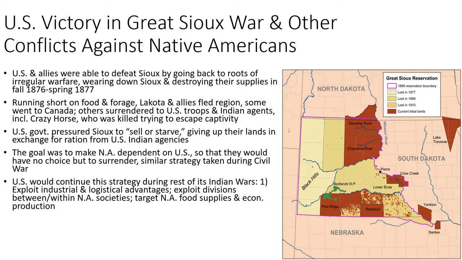And this strategy of irregular warfare targeting Native American food supplies, while it was used during the Great Sioux War, and even during the Civil War against the Confederates, had been used for over a century before this, going back to colonial times, as we've seen in this course, during wars like Sullivan's March in the American Revolution and the Pequot War, even in the 1630s. Irregular warfare is not a new thing by any means. And the U.S. would use versions of this strategy for the rest of its Indian wars: exploit its industrial and logistical advantages, exploit divisions within Native American societies, and then target Native American food supplies and economic production to take away their means of making war.